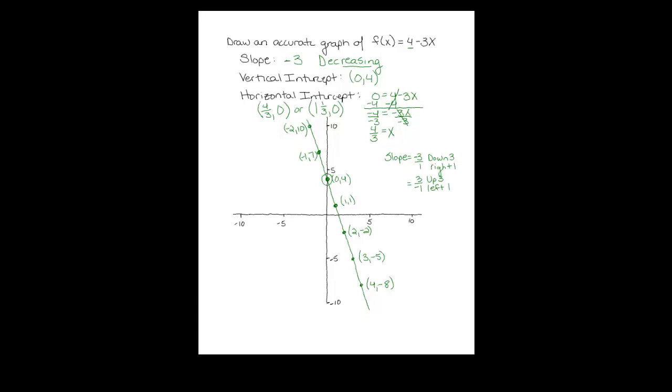Now, a couple of things to check. First of all, the line is decreasing. That's very important. Also, the horizontal intercept. We didn't actually plot it because it was a fraction, and fractions are not the easiest thing to graph. But look where the line crosses. It should cross the horizontal axis at 1 1/3, and it does. So we know we have the correct line.